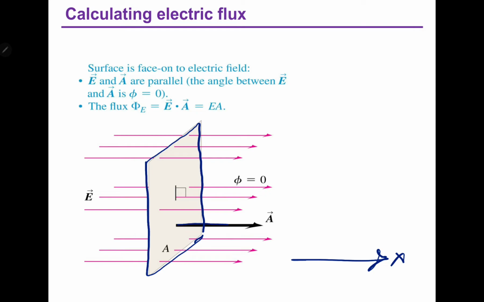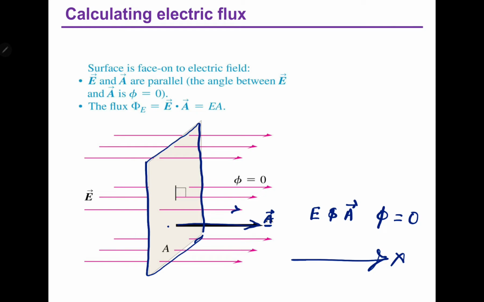Let us draw a perpendicular vector, vector A, let's say, which is perpendicular to this surface, right? So if you look at the angle between this vector which is perpendicular to this surface and these electric field lines, what is the angle between? The angle is 0, right? Because this vector and the electric field lines are parallel to each other, and the angle between E and A is 0. Let's say the angle is phi, it is 0.